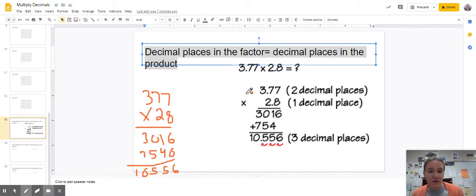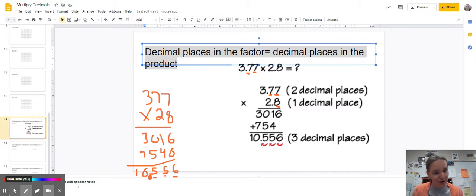Okay? Now, there are 2 numbers behind the decimal in this first part of my factors. See how the 7 and 7 are behind the decimal? 2. Plus the next number, I have 1 number behind the decimal, so that equals 3. Because 2 plus 1 equals 3. So in my answer, I count 1, 2, 3 numbers behind my decimal, and I put my decimal right here between the 0 and the 5. So my answer would be 10.556 thousandths. Boom, that easy.